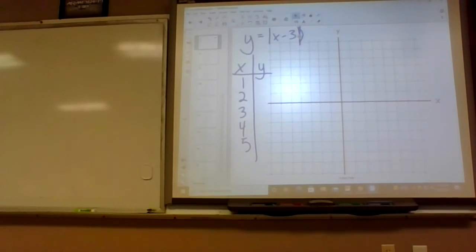Right, okay, so x is 2, what's y? So you would run it through the equation, so 2 minus 3, that's negative 1, and finding the absolute value makes it positive 1, so positive 1 is the y value.